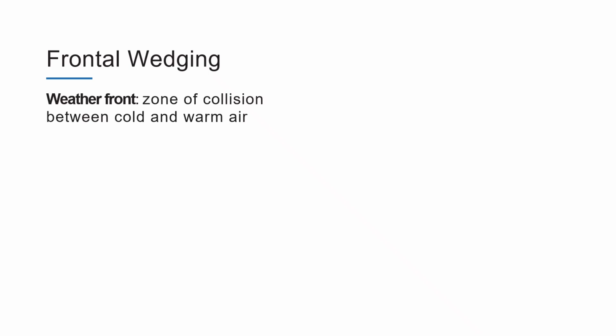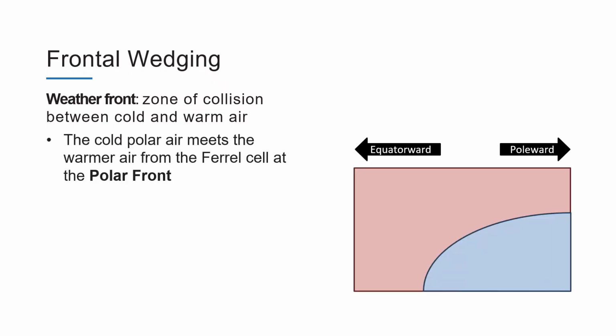Okay, now for the lifting mechanism behind both the polar cells and the Ferrel cells. When two air masses of different temperatures run into each other, we call this a weather front. So when the cold polar air meets the warmer air from the Ferrel cell, we call that the polar front. It looks like this with the cold polar air in blue forming a sort of wedge shape, and then the warmer air of the Ferrel cell in red.